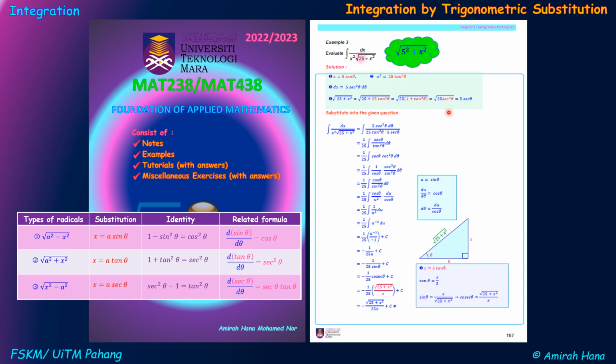So sampai sini, at this point, we success eliminate radical. Okay, so hilang dia punya radical ataupun square root sign. Tapi timbul trigo.